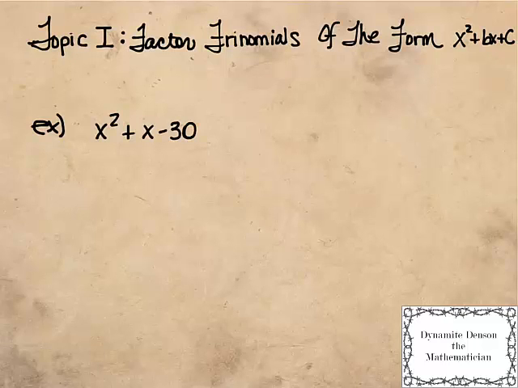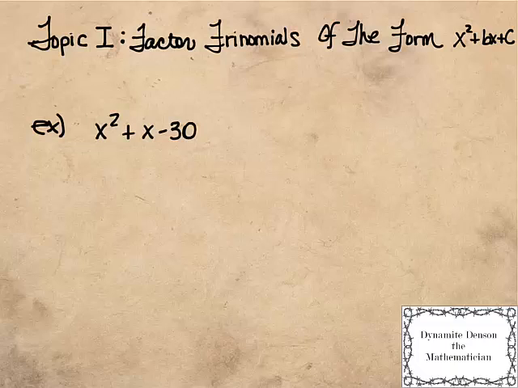In this lesson, we're going to learn how to factor trinomials. The first type of trinomial we're going to factor has a 1 for the leading coefficient, meaning that it starts with an x squared and no number in front. For example, if you look at the trinomial x squared plus x minus 30, the number in front of x squared is a 1. This case is much simpler than when there's another number in front.